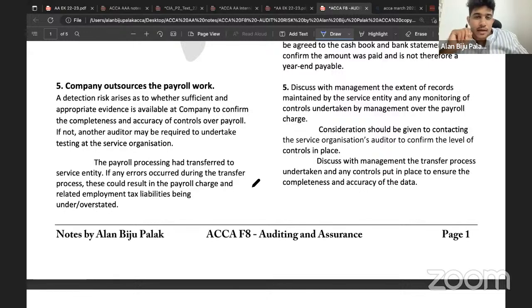Then, in most of the cases, we used to see the same point. The company has outsourced their payroll work. Let it be any work. In case a company has outsourced their payroll work or any work, whatever it may be, you must always keep in mind that you might not be able to get sufficient appropriate evidence from the client company. So in that case, automatically you will not be able to get data over the completeness and accuracy of the company's information. So you will be facing detection risk.